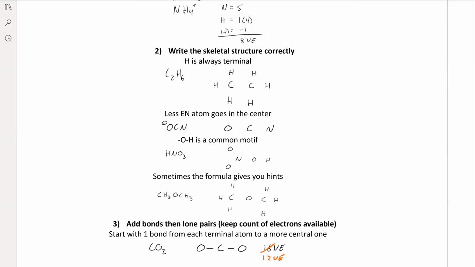Yes, I also wrote it out as OCN because that is the correct way to write out the formula, but you can write ONC and you should still end up with this Lewis structure.